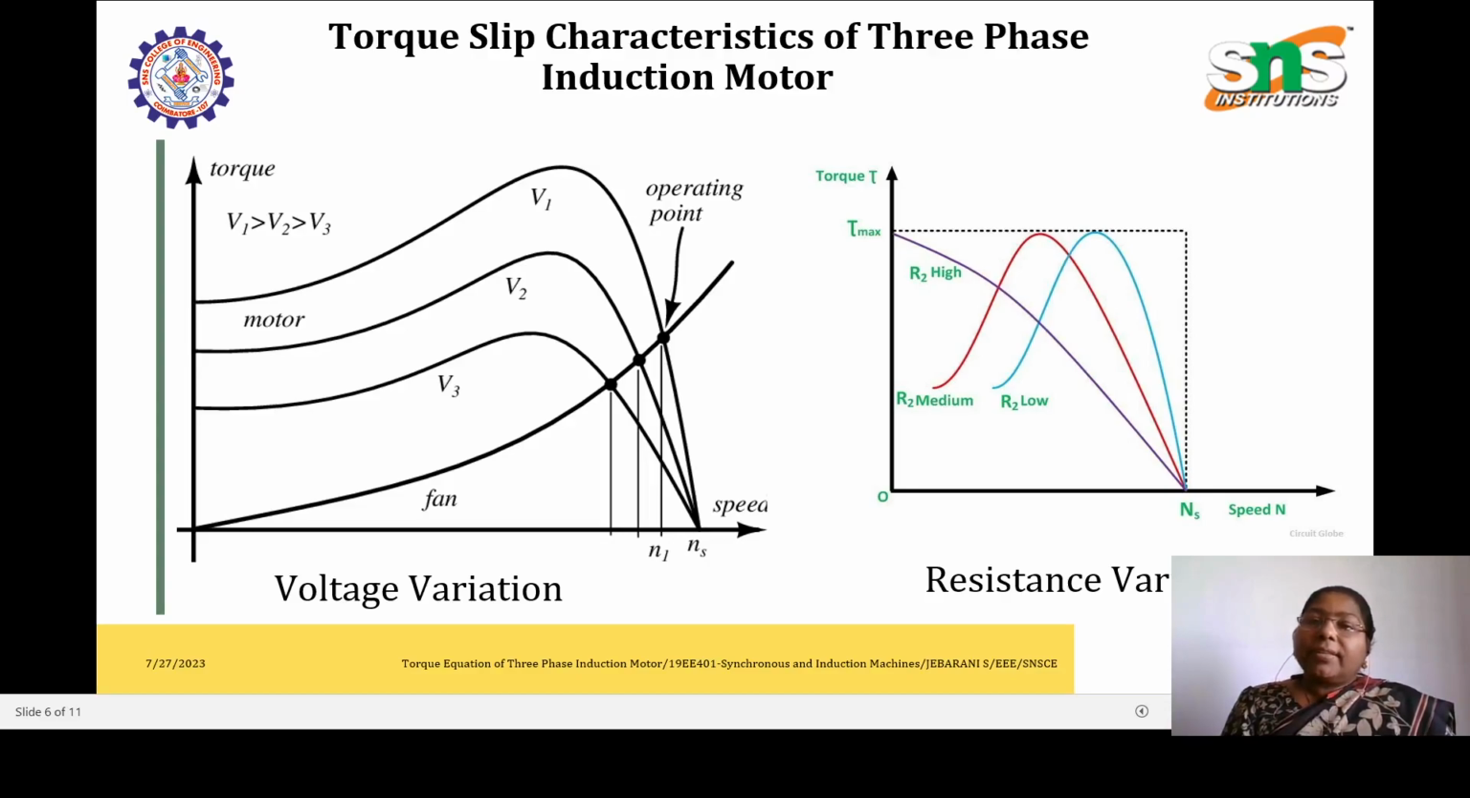Similarly for rotor resistance, if you consider R2 being very low, all three values of torque are the same, but the value of slip at which maximum torque is achieved differs. For a lower value of rotor resistance, the slip at which maximum torque is achieved is very high. For a medium value of resistance, the slip is medium. For a high value of rotor resistance, the slip at which the maximum value is attained is going to be at an earlier stage.